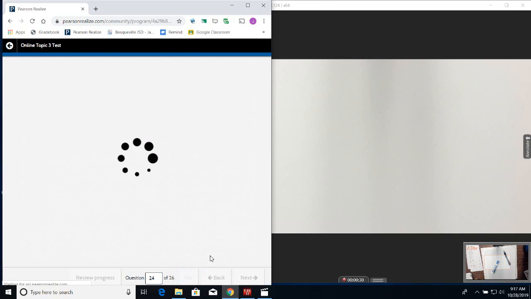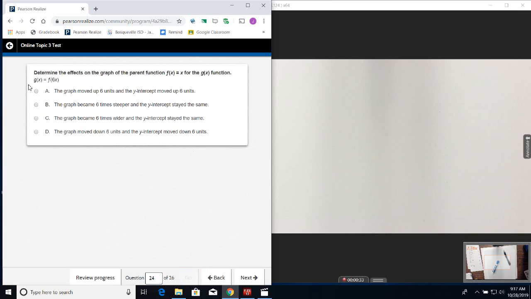So if you go to question 24, there's an application problem on that, and it's asking you to determine the effects on the graph of a parent function, f of x is equal to x, for the g of x function, g of x is equal to f of 6 times x. All that means is that you'd plug in a 6x for x. And so if you had a parent function, which is the graph of y is equal to x, compared to the graph of g of x being y is equal to 6 times x, well, what's the graph of the one that's 6 times x compared to the parent function? The graph would be 6 times steeper because the slope is a 6 compared to the slope being a 1. So that would be B.